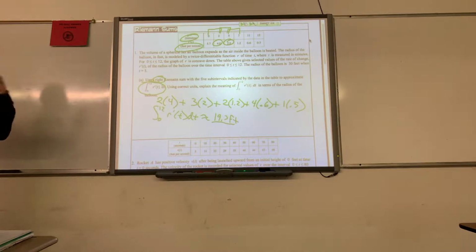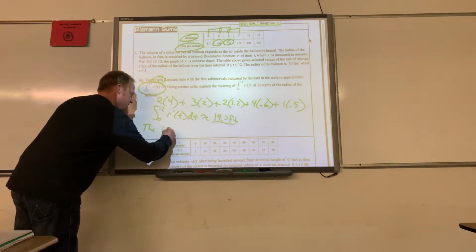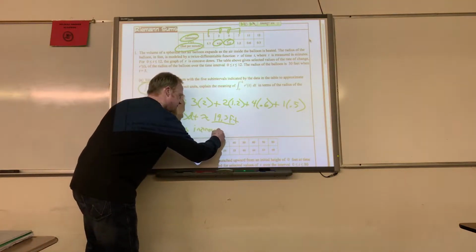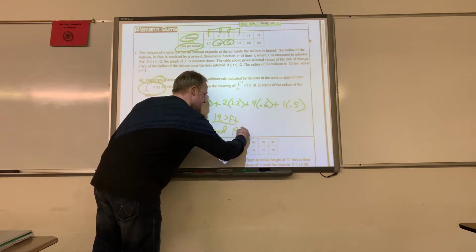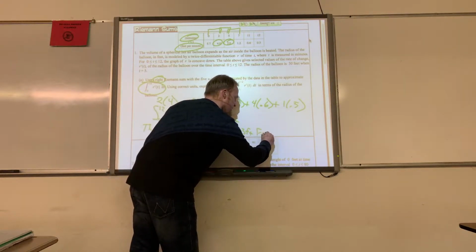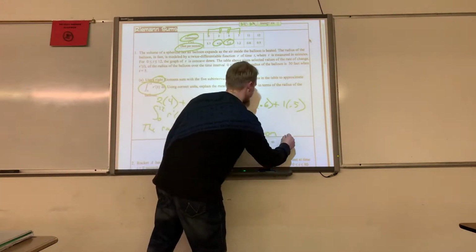So let's reword that. What does this tell me happened? My radius increased. So the radius increased 19.3 feet from 0 to 12 seconds. Or minutes.